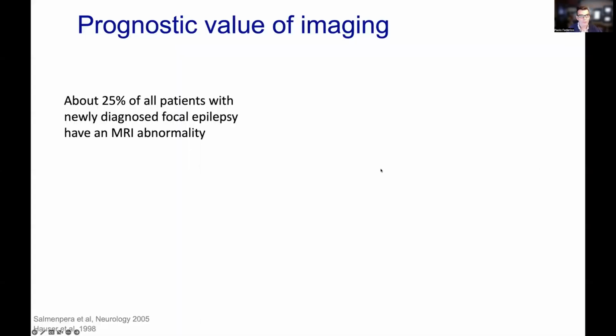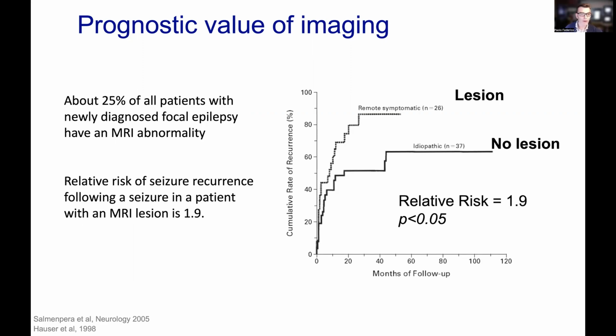So why do we do MRI imaging? First, it can help diagnose epilepsy. In fact, about 25% of all patients with newly diagnosed focal epilepsy have an MRI abnormality. But it's also useful for determining whether the patient is at risk of having recurrent seizures and whether medications will actually control their seizures. If you look at this old study from 2005, the relative risk of seizure recurrence in a group of patients is higher if the MRI scan shows a lesion than if it doesn't. The relative risk in this study was 1.9.